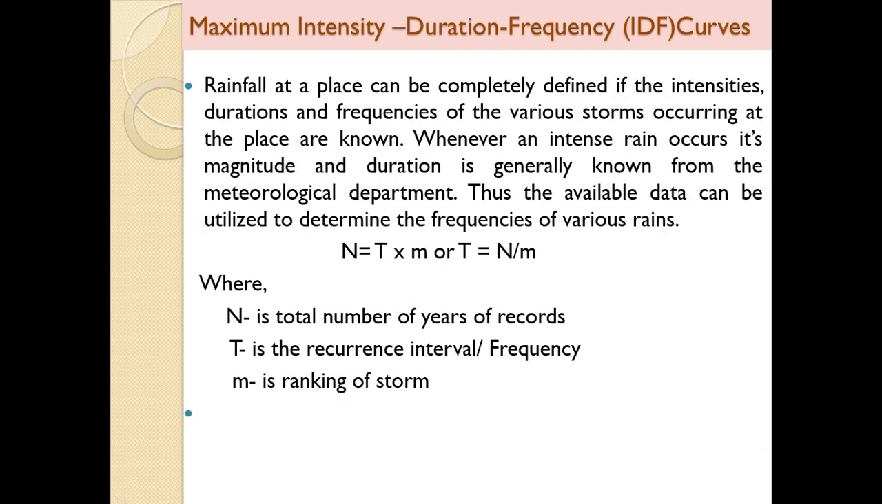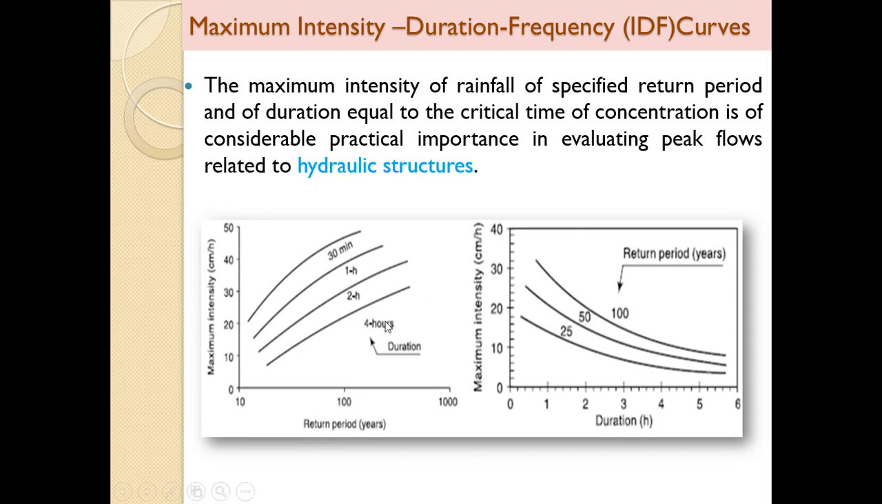Rainfall at a place can be completely defined if its intensity, its duration and frequency are known at a particular place. So the development of a relation between these 3 parameters is called IDF curves, and the frequency of occurrence of the storm can be determined by the relationship T equals N by M. Write down what is T, what is N and what is M, and then show this type of plot.